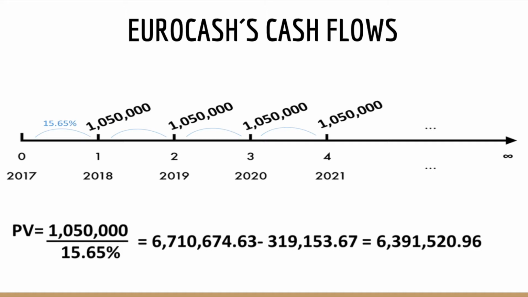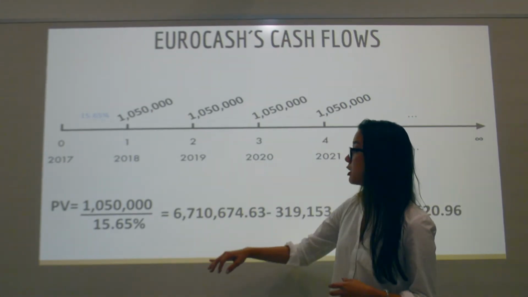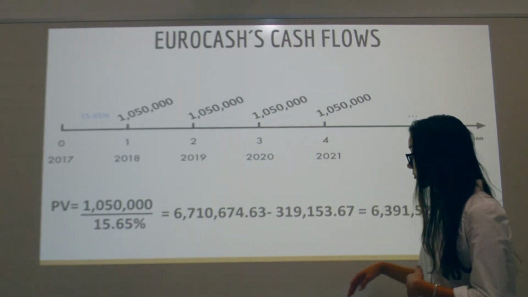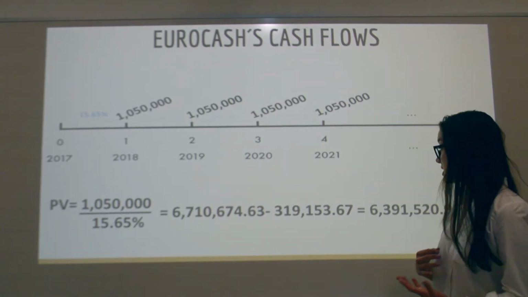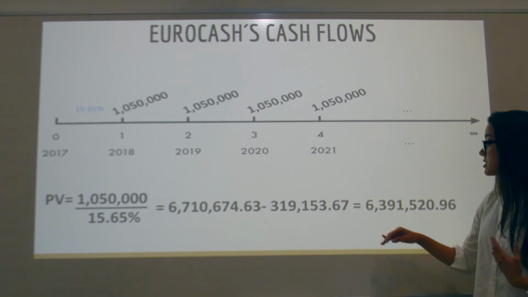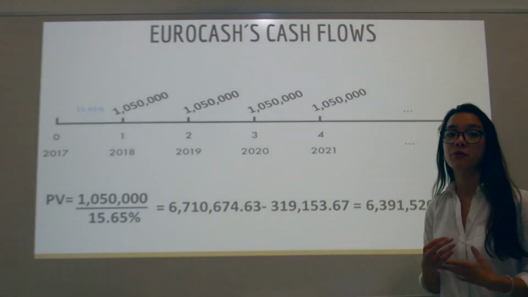We estimated that Eurocash, after covering all costs and expenses, would obtain $1,050,000 each year. We calculated a present value of 6.7 million, and if you subtract the 10% you would pay for Papagiannis, it would make a profit of 6.3, almost 6.4 million.